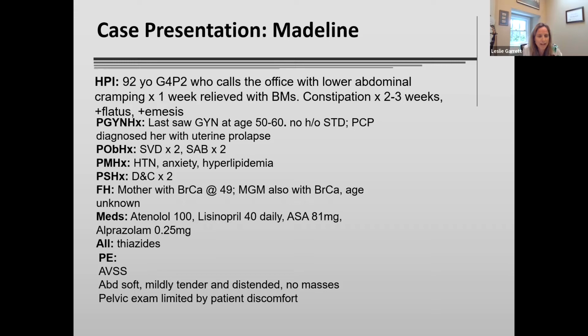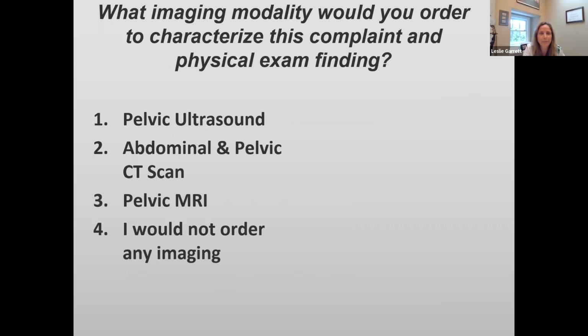And you go to do your exam and she does not like it and it hurts. And she says, stop. And you're not sure what you feel and you're not sure what to do at this point. So now, obviously, your GI symptoms, you don't know what you feel, it's down by the pelvis, what do you do? Do you get a CAT scan, maybe, because she's got GI complaints? Do you do a pelvic MRI? Do you do an ultrasound? What is the best imaging in this scenario?